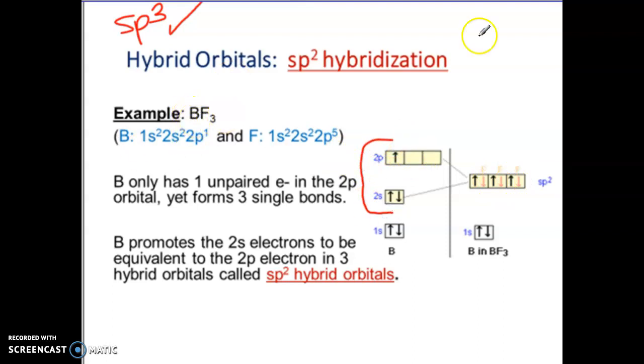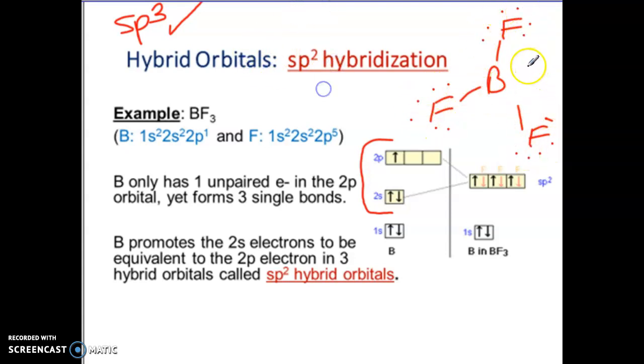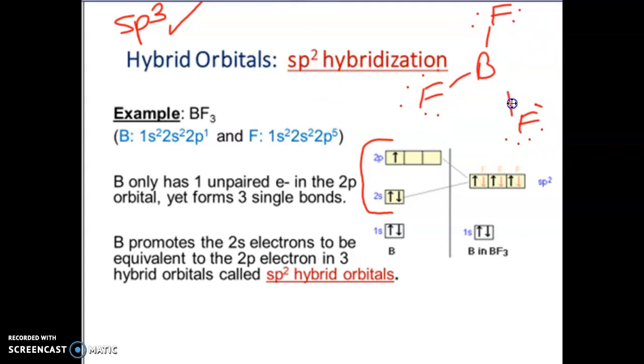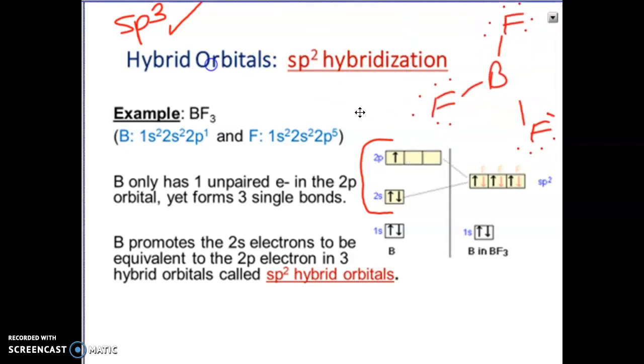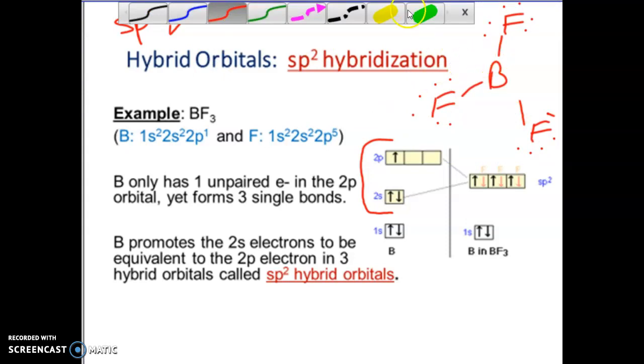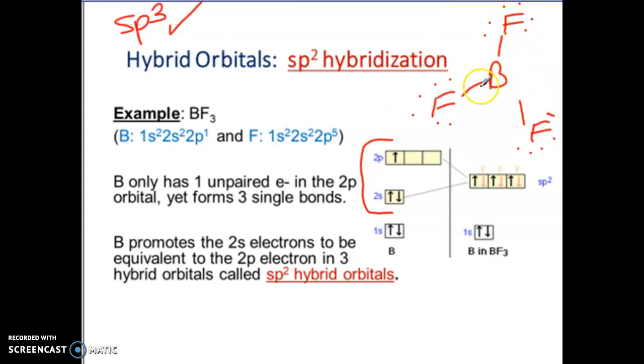So boron, if you look at the structure that we're drawing here, boron trifluoride looks like this. And of course, these fluorines are full. So this is showing that boron is able to make 1, 2, 3 bonds, right? But if we look at boron's energy level diagram, this is showing that boron can only make 1 bond.